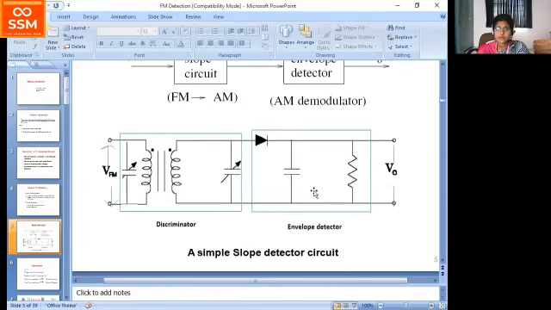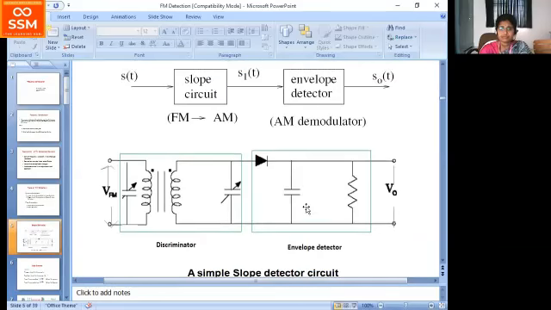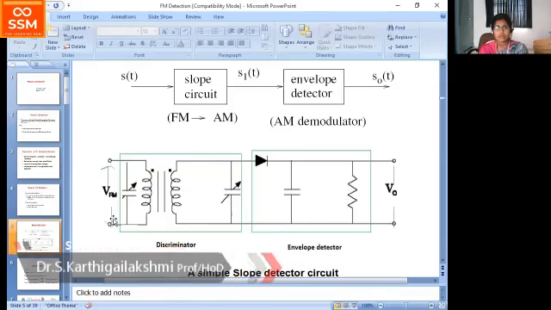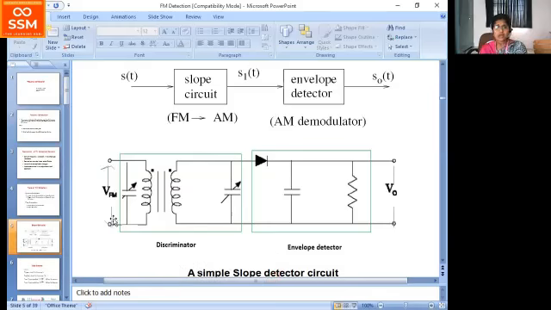So this is the corresponding circuit diagram of the simple slope detector. The slope circuit consists of a tuned circuit. The primary end of this tuned circuit is tuned to the frequency FC. FC means the center frequency, which is the resonant frequency. What is meant by resonant frequency? It is the frequency at which the output voltage is maximum. So here the input primary end is tuned to frequency FC.